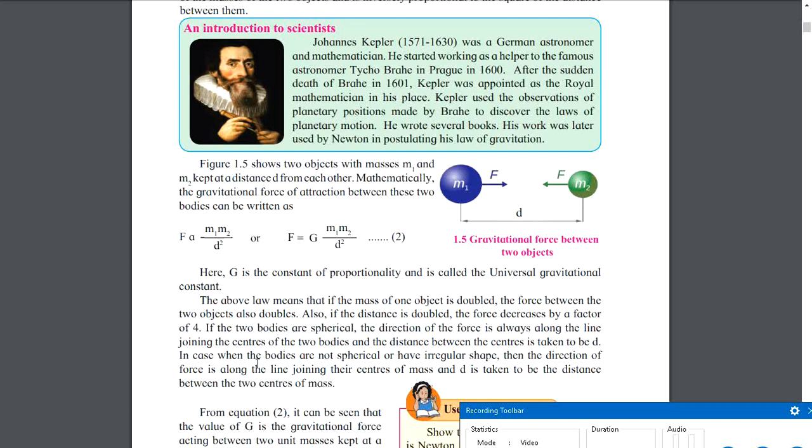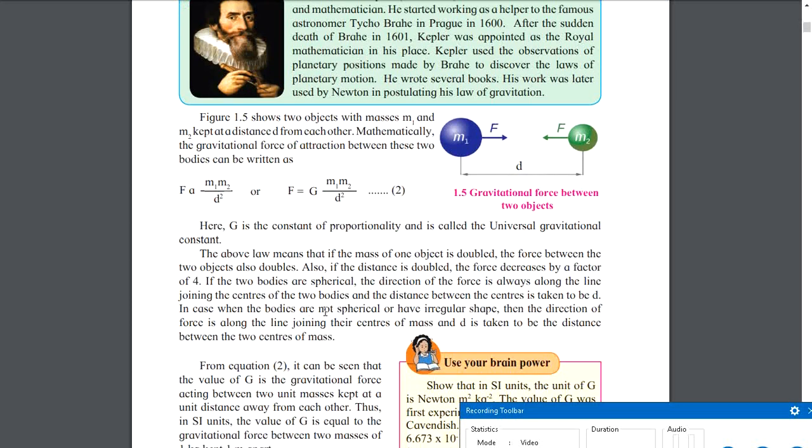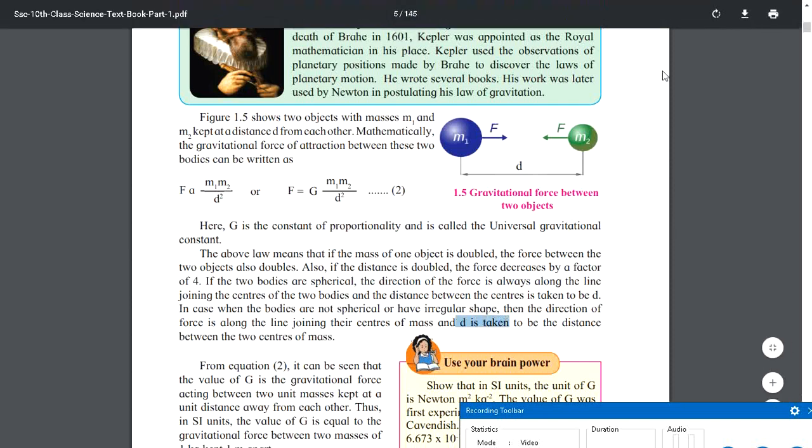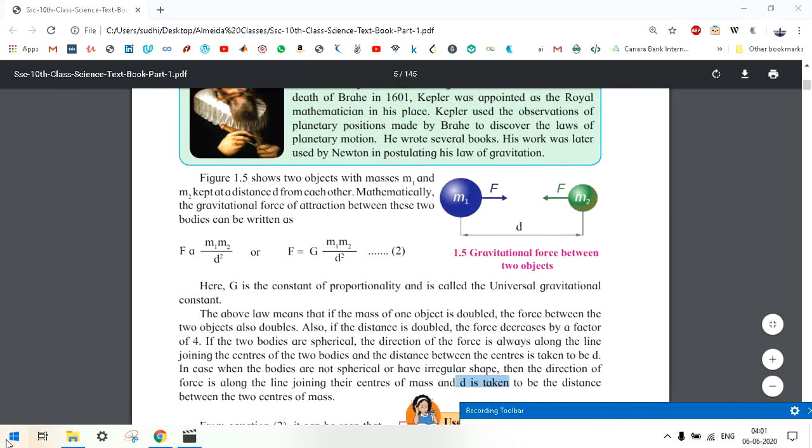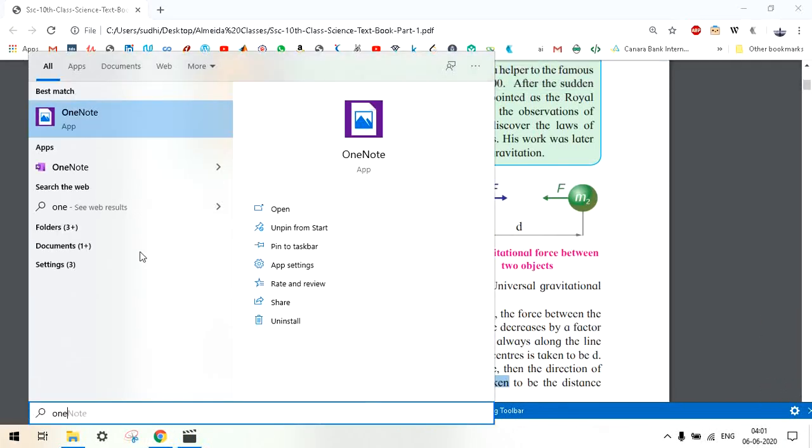Okay. Now, let's understand. In case the bodies are not spherical or have an irregular shape, then the direction of force is along the line joining the centers of mass, and d is taken to be the distance between the two centers of mass. Let me explain with the help of some diagram.